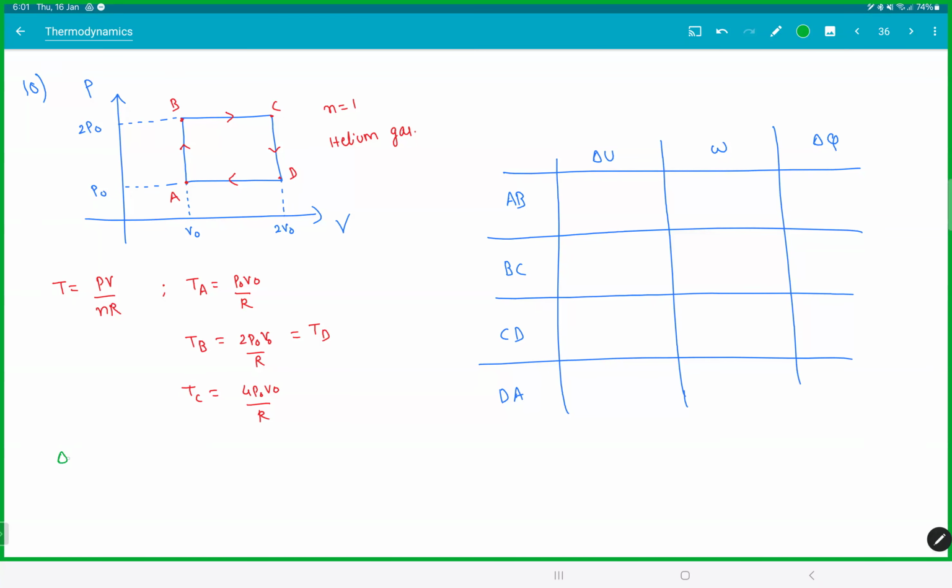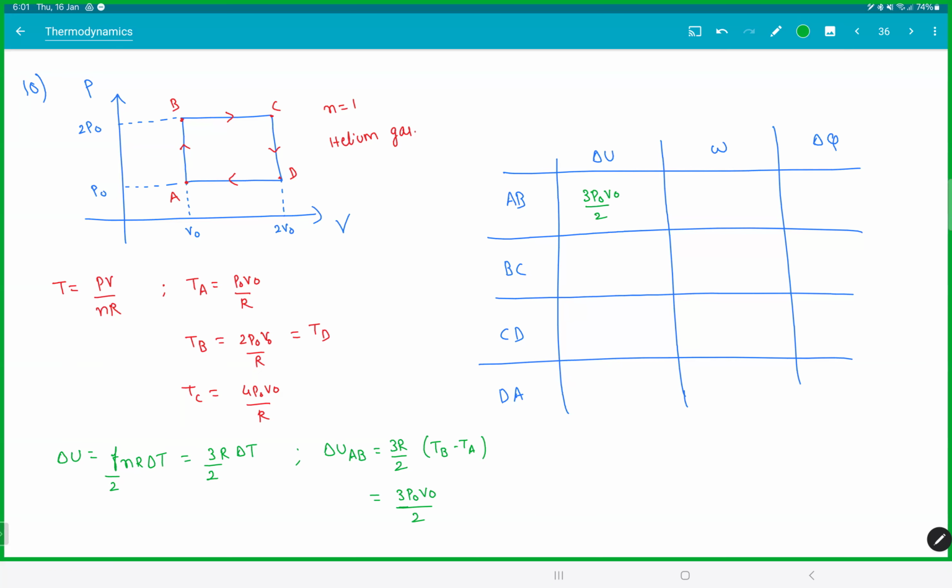So in our question here, delta U is f by 2 nR delta T. f is 3, n is 1. So this is 3 by 2 R delta T. So what is delta U AB? So delta U AB is 3R by 2. Delta T is TB minus TA. TB minus TA is P naught V naught by R. So that is 3 P naught V naught by 2.